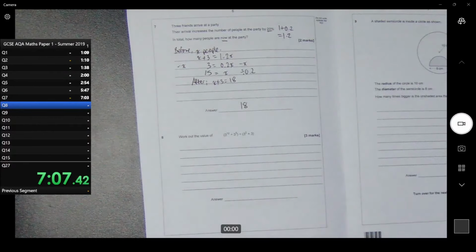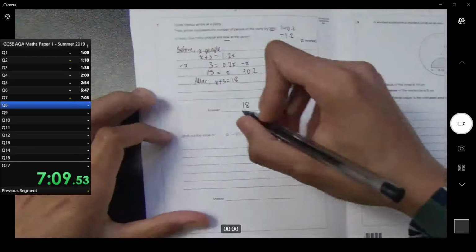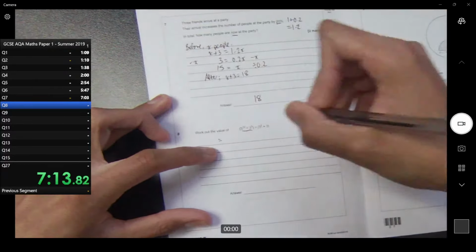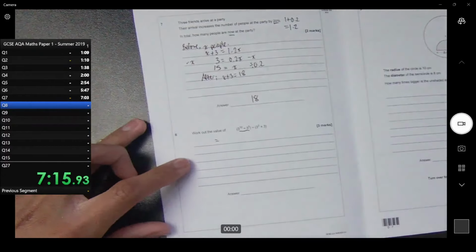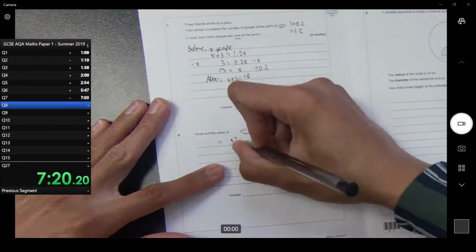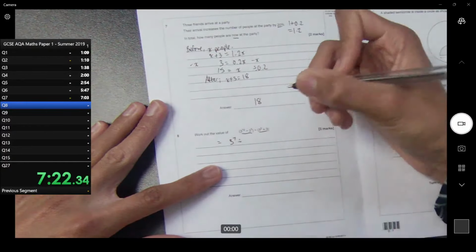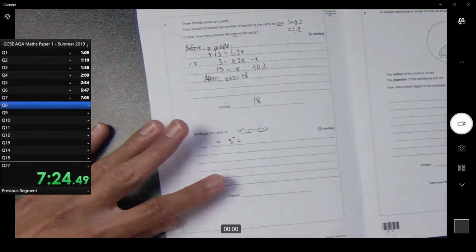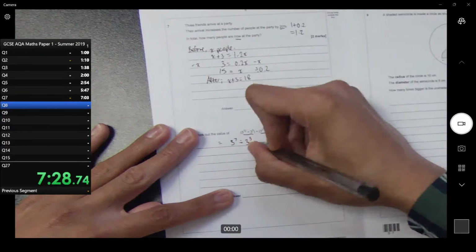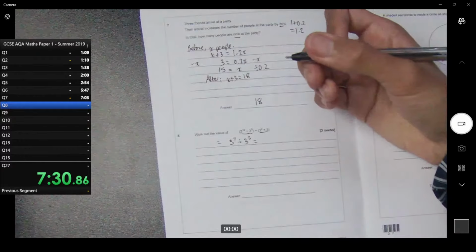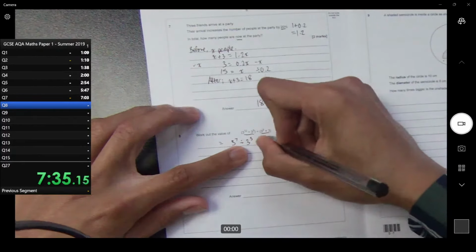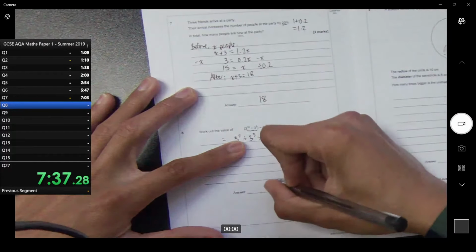Question 8, work out the value of this. Right. What I do first is work each bit out separately. So since we're dividing, we subtract the powers. So we get 3 to the 7 divided by, and then this one we add the powers because we multiply. So that's 3 to the 3. Overall, we will subtract again, and we get this.